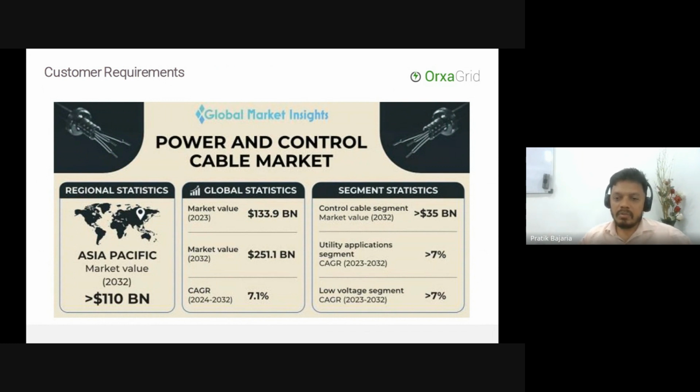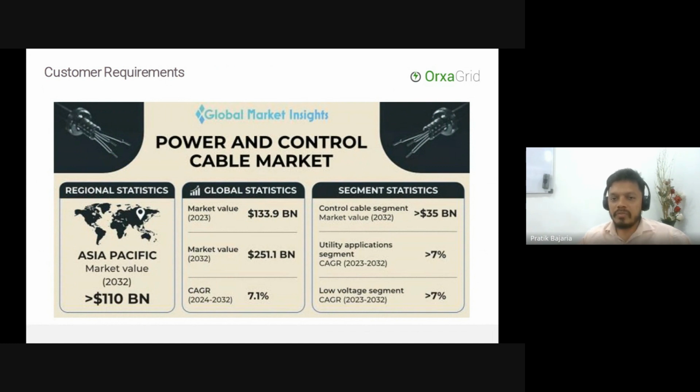If we do a literature survey and try to find out how exactly the power and control cables are placed in the market, you can see that the regional statistics from the Asia Pacific region are expected to go to around 110 billion US dollars by 2032. If I go across the global market value chain, I definitely go towards 133.9 billion. And considering that I want to be in the utility application segment, I can expect an overall market of around 250 billion US dollars. Now, what is the growth rate?